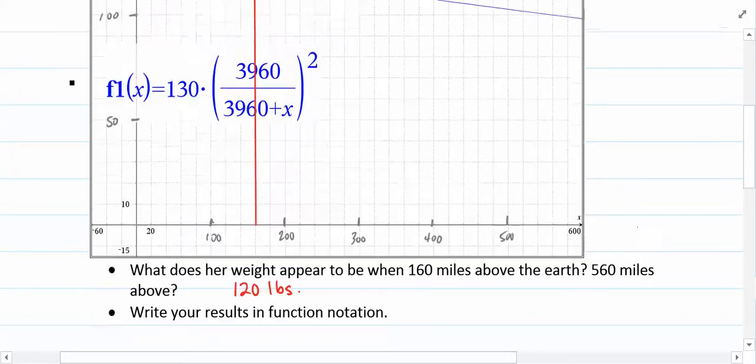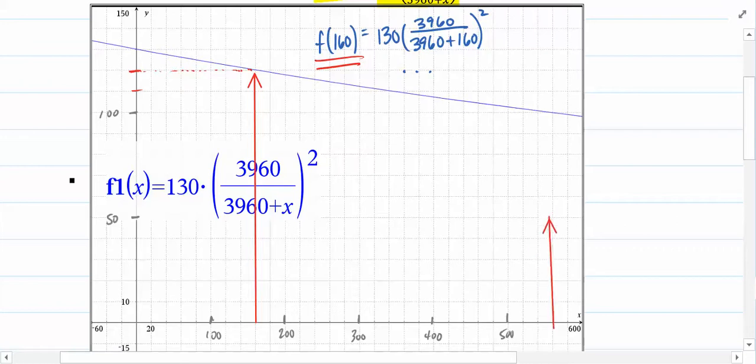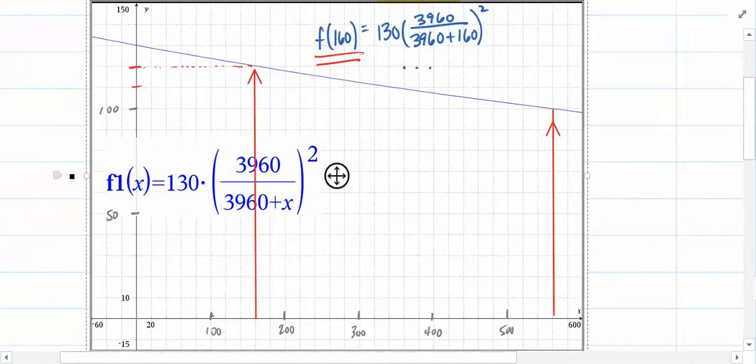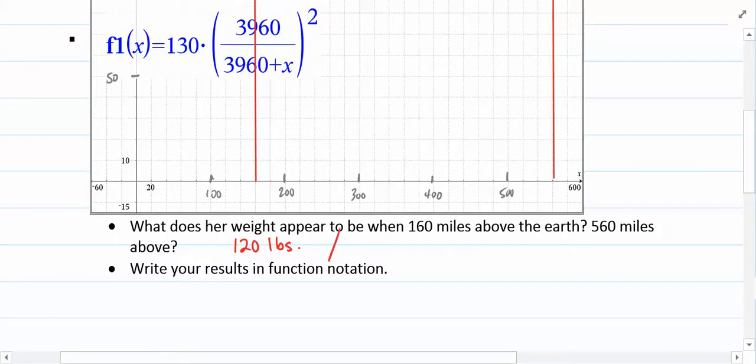For 560 miles, we can do the same thing. Let's check out where she's at 560 miles above the Earth. So here's 500, 520, 540, 560. And if I draw an arrow up to this point, that represents her height. And if I follow this line all the way back to the y-axis, it looks like she weighs 100 pounds when she is 560 miles above the Earth.